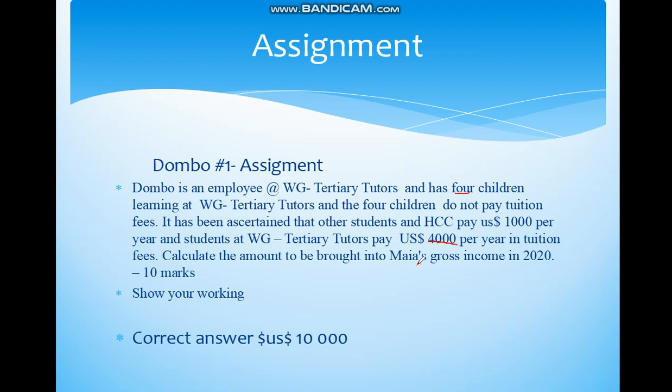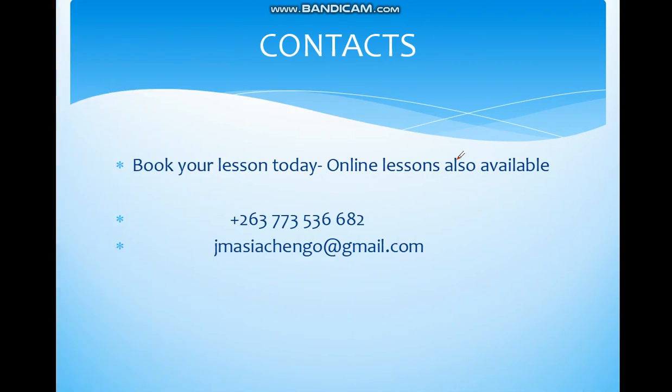This is a technical problem here. Calculate the amount to be brought into Dombo's gross income in 2020. I want you to try and calculate this one. Remember, how many kids are allowed in terms of exemption? You are supposed to calculate the total, then the exemption. Is it 4, is it 3, is it 1? This is an assignment that I want you to post so that we can continue to discuss.